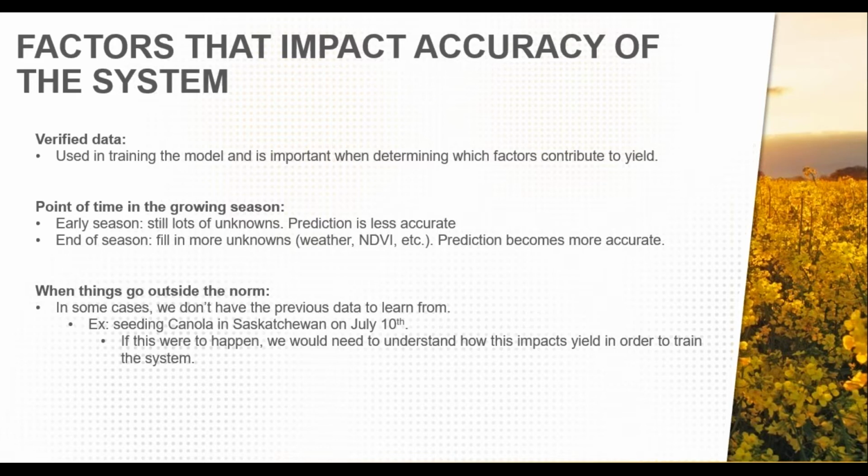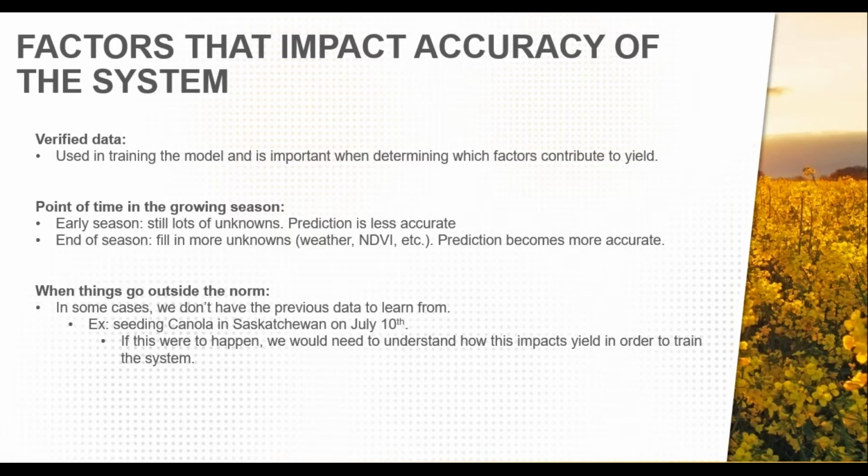The second is the point of time in the growing season. We collect more data as the season progresses. So early in the season, there's still lots of unknowns. We're just beginning the growing season, so we don't have as much data to put into that model, and the prediction is less accurate. As we move towards the end of the season, we get to fill in more of those unknowns with things like weather, NDVI, etc., and then our prediction becomes a lot more accurate as the season progresses.